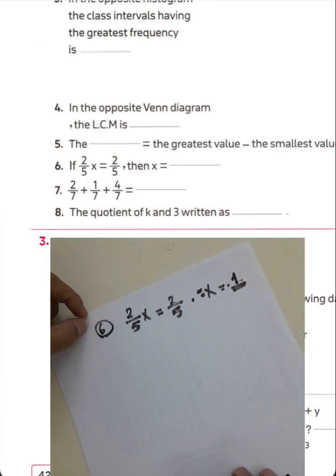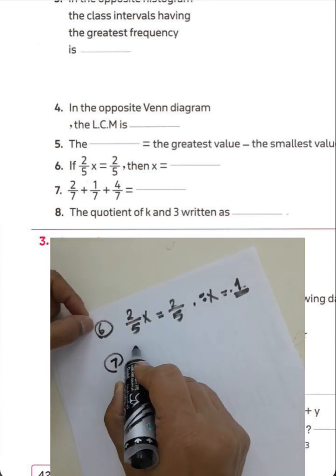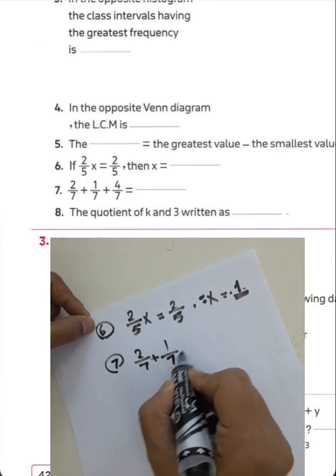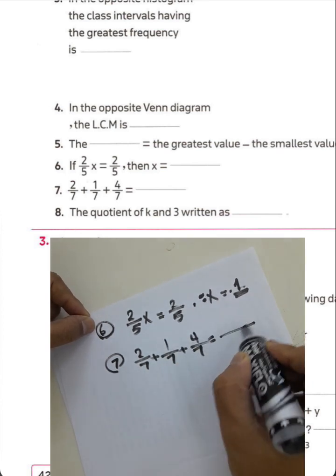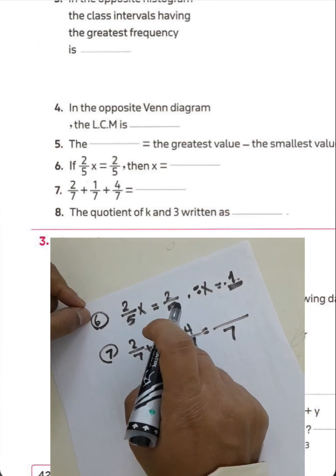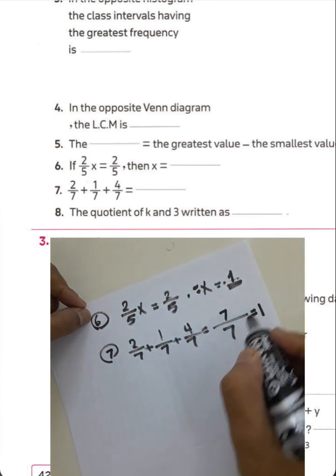Question 7. 2 over 7 plus 1 over 7 plus 4 over 7. You can write 7 in the denominator, and 4 plus 1 equals 5, 5 plus 2 equals 7. So 7 over 7 equals 1.